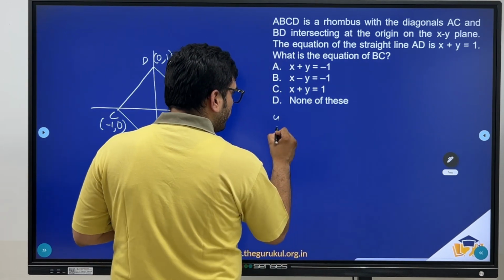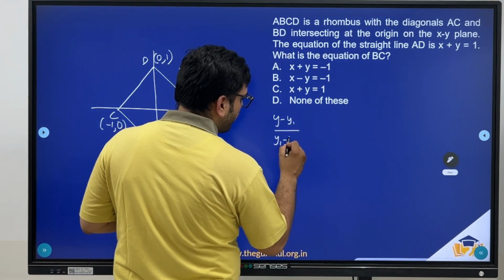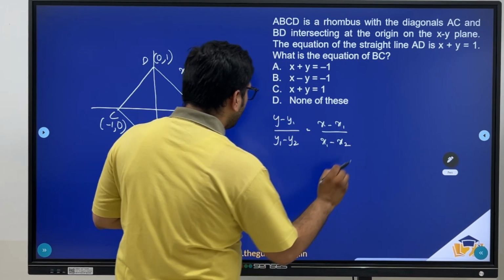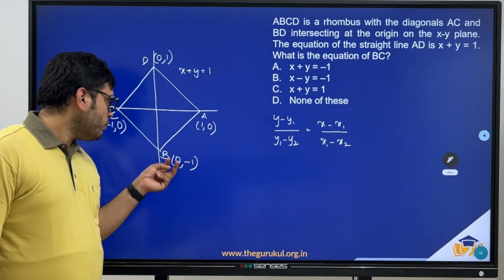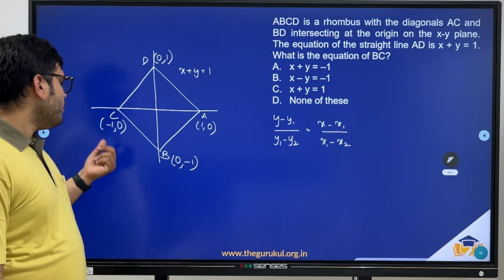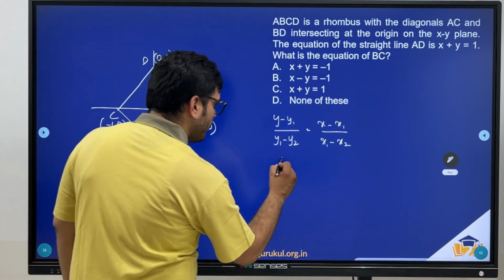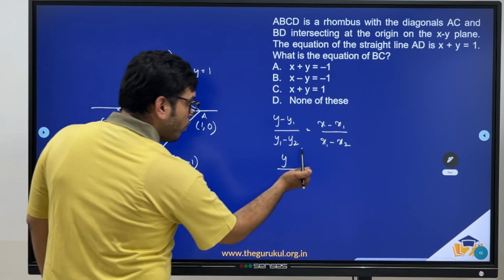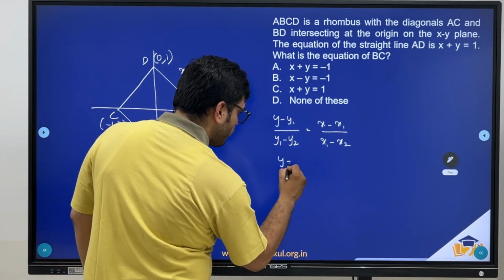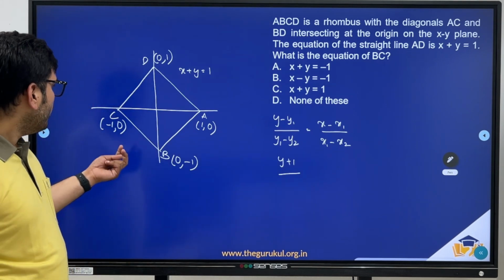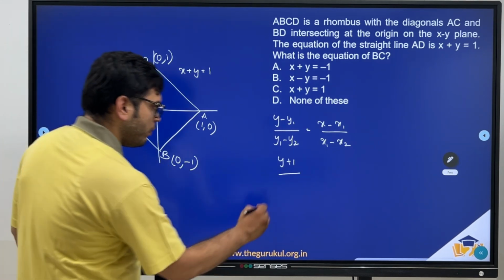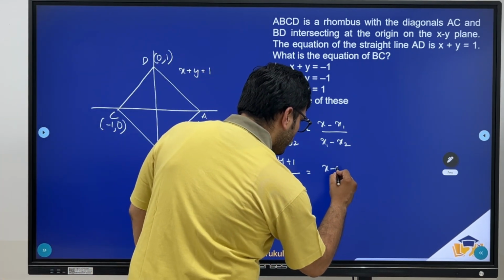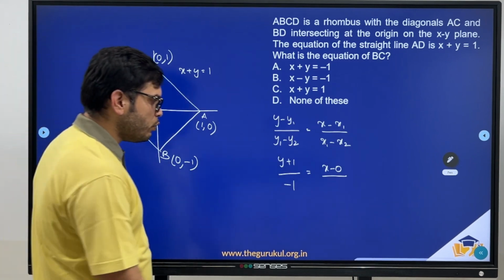So I can use this formula: (y minus y1) by (y1 minus y2) is equal to (x minus x1) by (x1 minus x2). Here you can consider either this to be x1, y1 or this to be x1, y1. So let me consider this to be x1, y1. So y minus 0 by 0 minus, sorry, y minus of minus 1. So (y plus 1) by (minus 1 minus 0), minus 1. This should be equal to (x minus 0) by (0 minus of minus 1), 1.